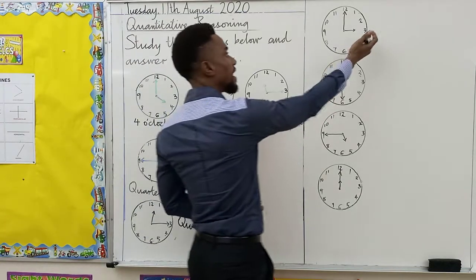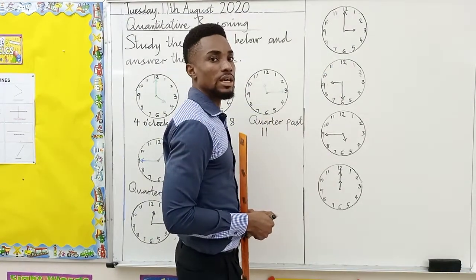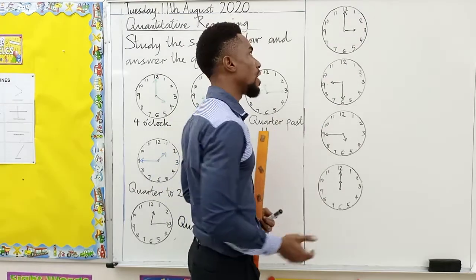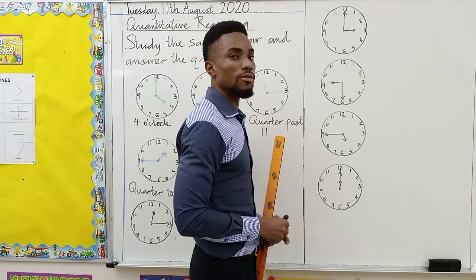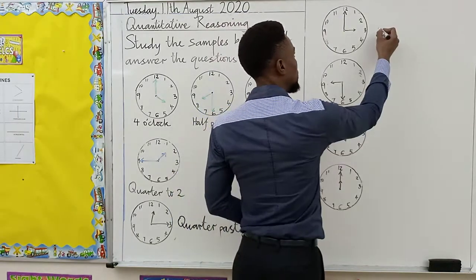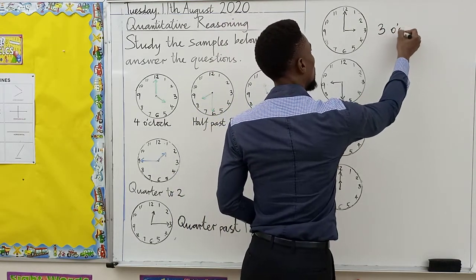Now, if we look at this clock, we see that the hour hand is pointed at 3, while the minute hand is pointed at 12. Minute hand pointed at 12 indicates what? O'clock. So the time is 3 o'clock.